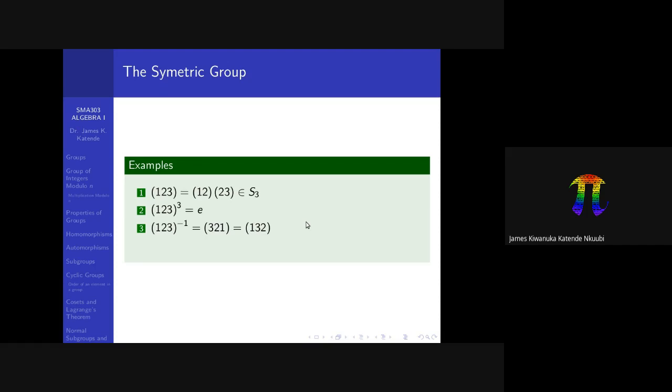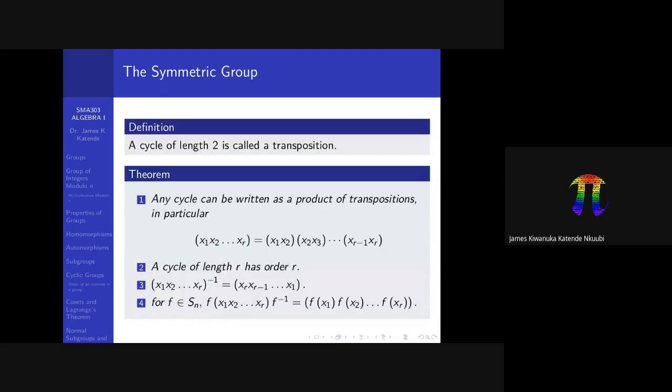So this illustrates the, was it the third property? Yes, if you want to get the inverse of a cycle of length r, you simply write it out as the same cycle in reverse order, starting from the last one all the way to the first.